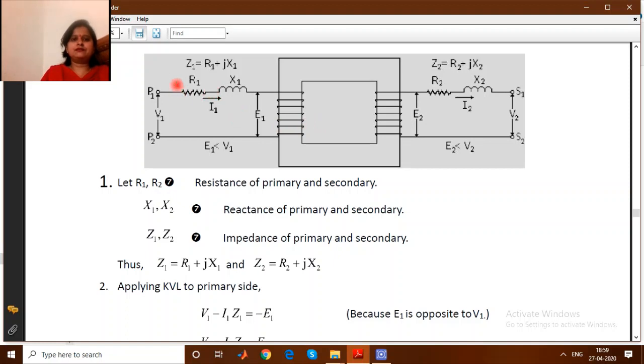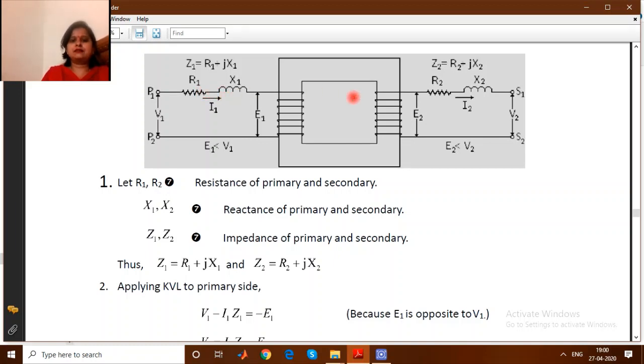So in that case, V1 is equal to minus E1 and V2 is equal to E2 in the ideal transformer. But in this case, E2 will not be equal to V2, but V2 will be equal to E2 plus I2 Z2, where Z2 is R2 plus jX2, right. Like over here, if we apply KVL in this circuit, then V1 is equal to I1 Z1 plus E1, where Z1 is R1 plus jX1.